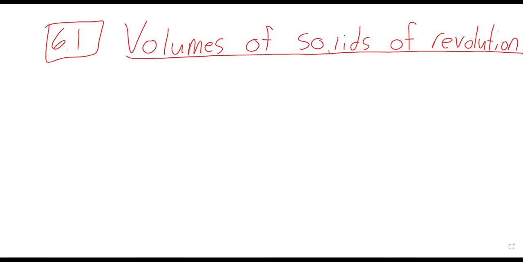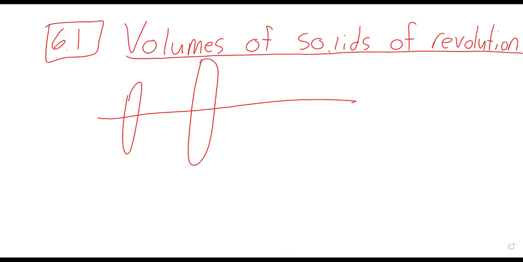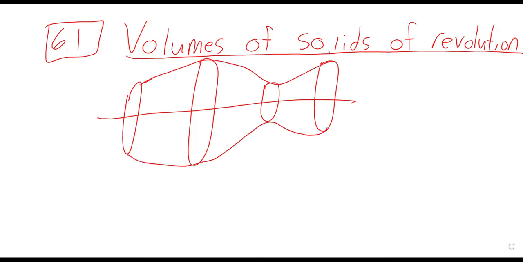And the question is this: suppose you have a solid, symmetric and rounded, sort of like a vase shape. And you wanted to find the volume of this solid. The way we're going to think about this solid is where the phrase solid of revolution comes from.